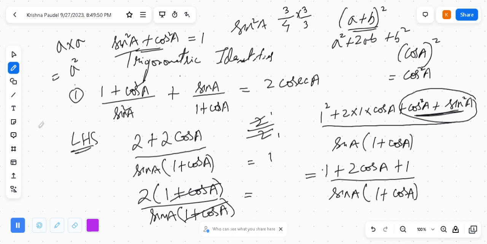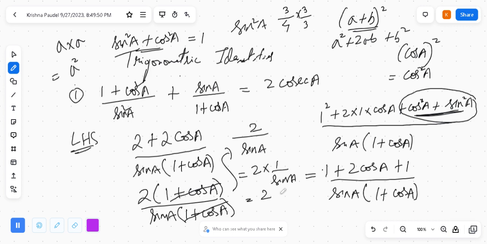So we are left with 2 by sine A after cancellation. So that means it is 2 into 1 by sine A, and 1 by sine A is what, according to relation of the ratios? 1 by sine A is cosec A. So that's how we got equal to RHS. Hence, we have shown LHS equals to RHS.